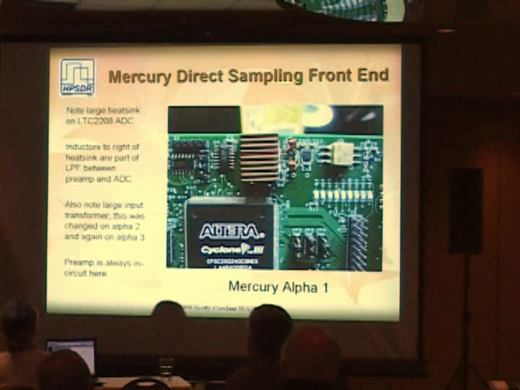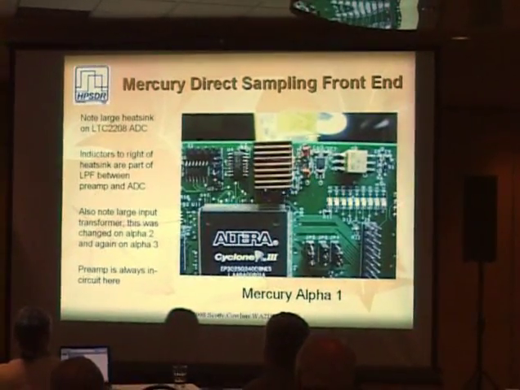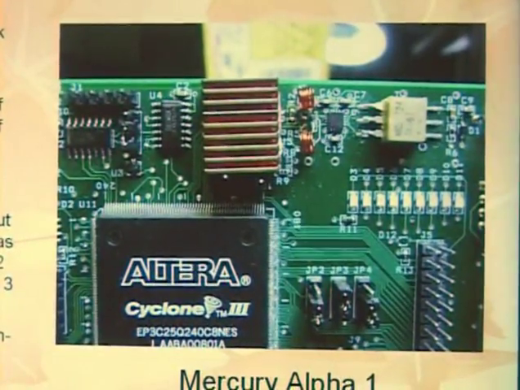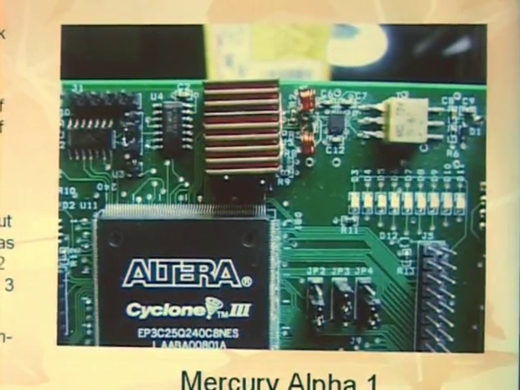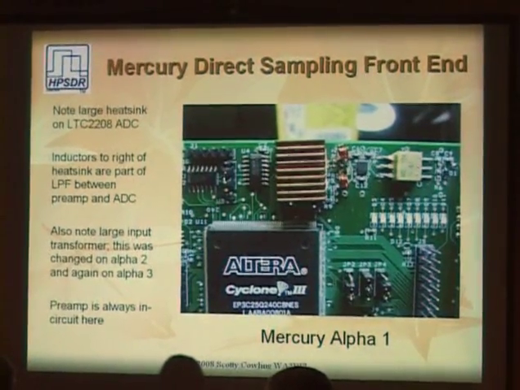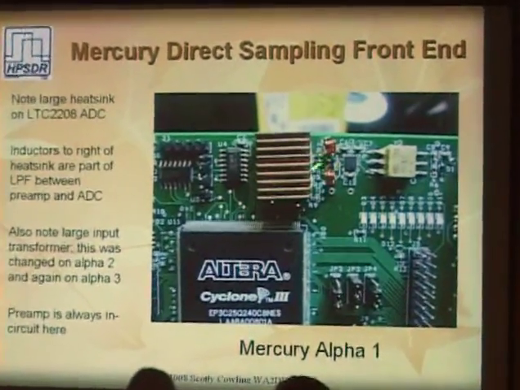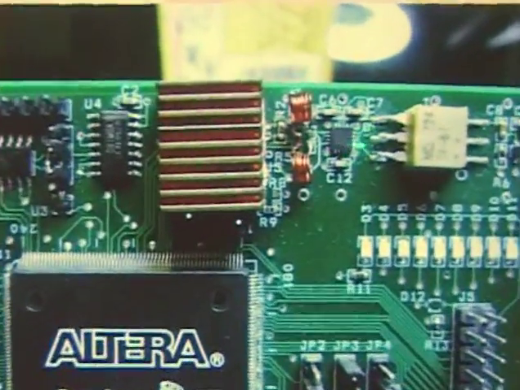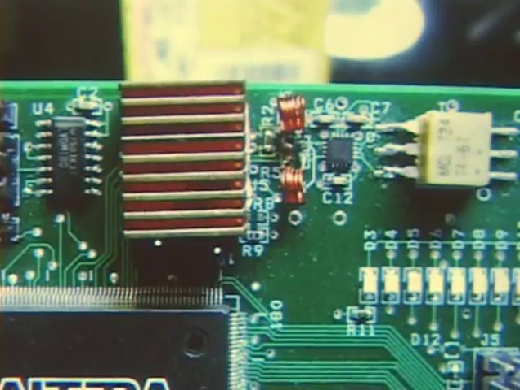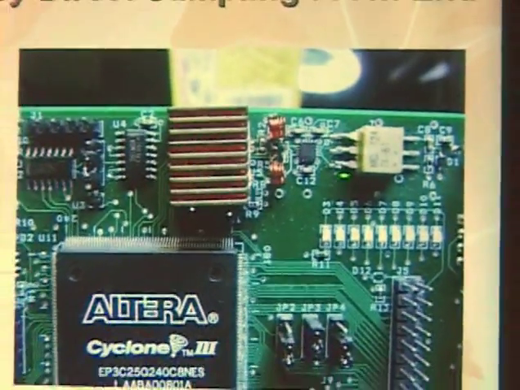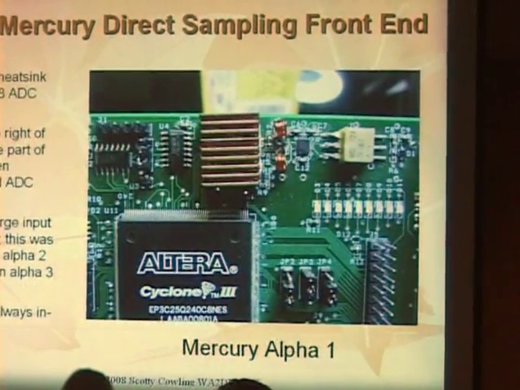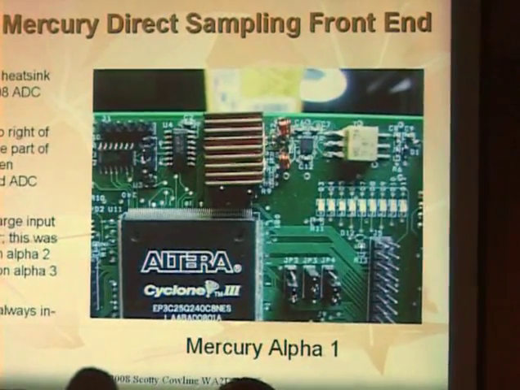Okay, on the Alpha 1 board, a couple of things. Notice the large heat sink on here. That ADC, when it's running at frequency, gets hot, and if you don't keep it cool, bad things happen, not just burn-up type things, but your performance really goes down the bad path. You see these inductors right here? These are part of the low-pass filter between the preamp, which is this little guy right here, and the ADC. They're air-wound inductor coils. And then the large input transformer here. The flow is from the antenna, which you can see the very end of, to the left. The preamp on this board is always in circuit, a 20 dB preamp.